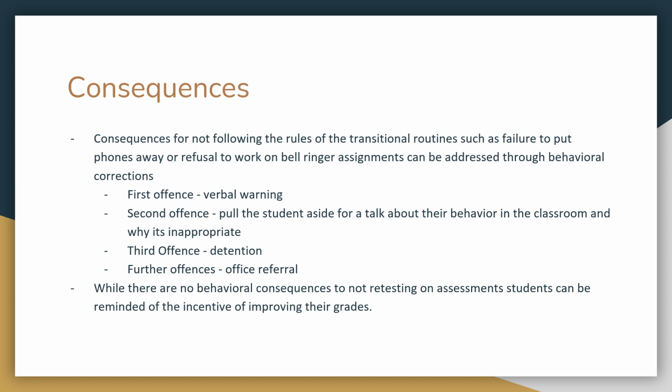The first offense will be a verbal warning. The second offense will be to pull the student aside and talk about why their behavior is inappropriate. Third will be a detention, and any further offenses will require an office referral. And while there are no behavioral consequences to not retesting on assignments, students can be reminded of the incentives of improving their grade.